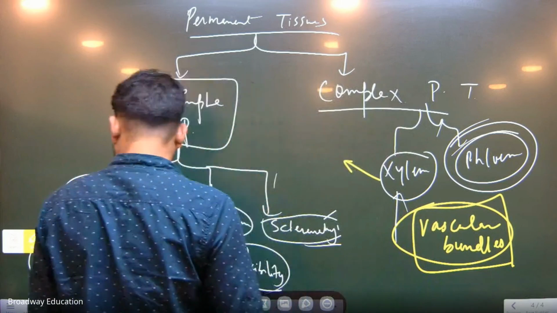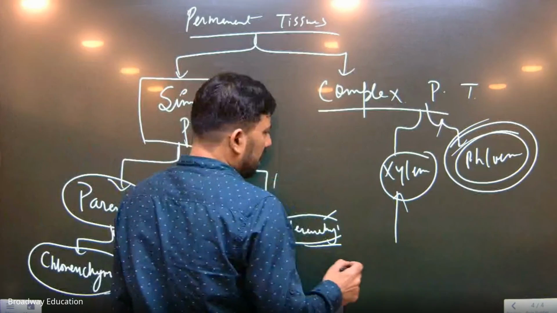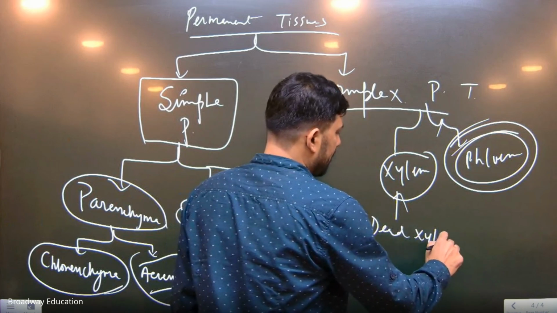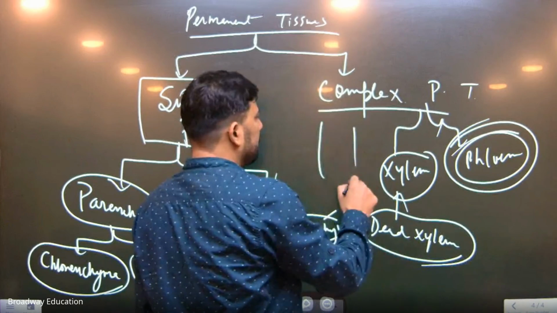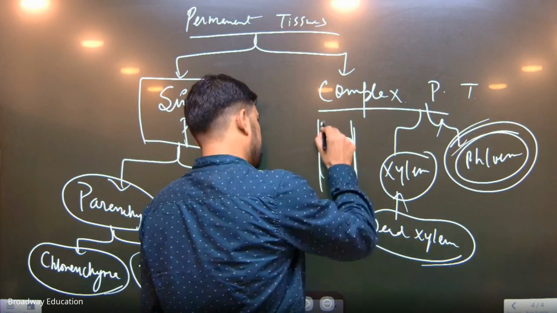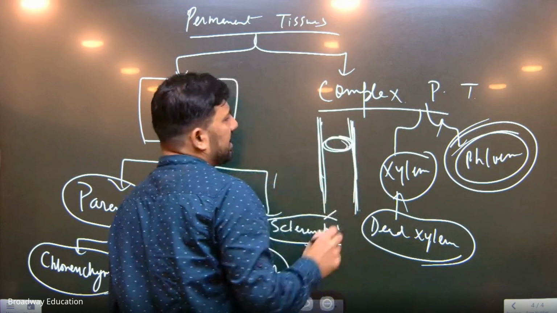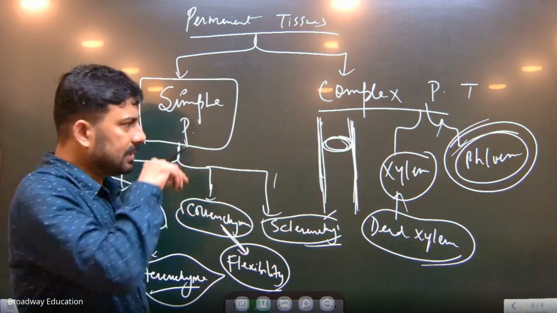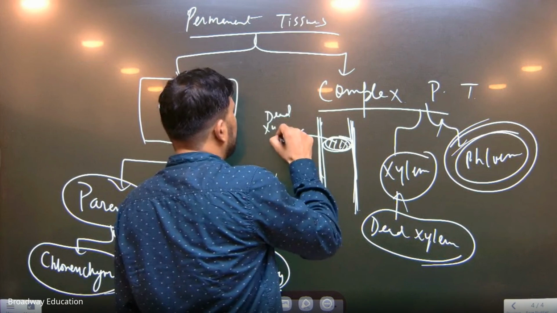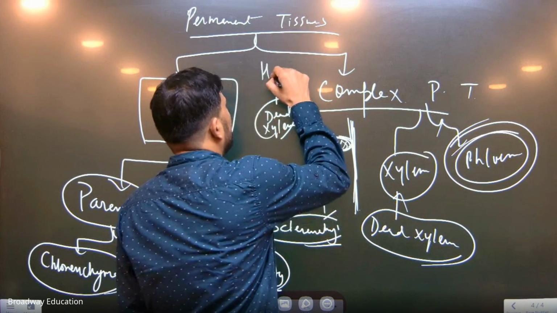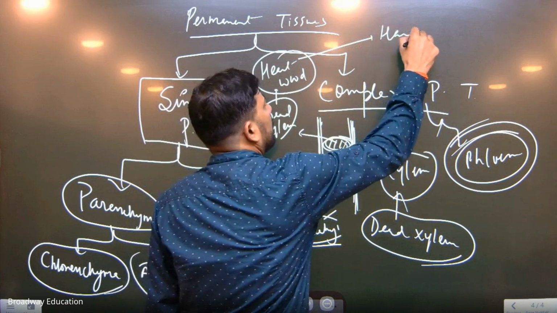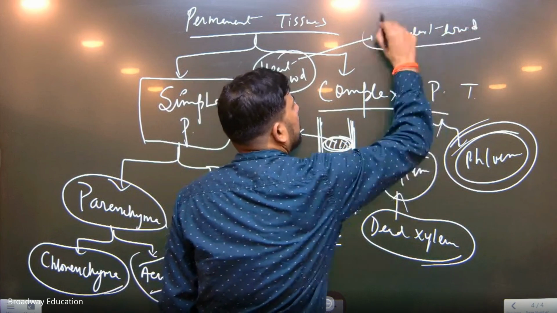Now, I discussed some more things about xylem yesterday. I said that dead xylem is located at the center of the stem. Is this part clear? And this is called dead xylem. Dead xylem is also known by one more name, called heartwood. And heartwood is regarded as the hardest wood. Is this part clear with everyone?